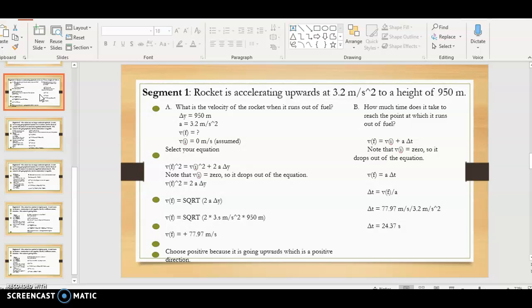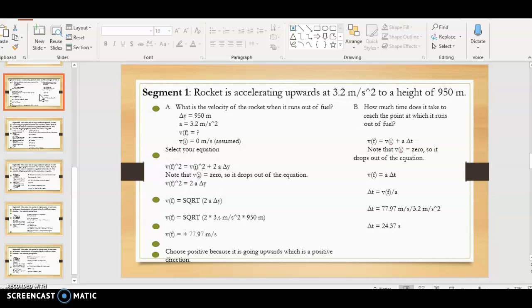VI, or velocity initial, goes to 0, so it drops out of the equation. So we end up with VF, or final velocity squared, equals 2a change in y, or height. So VF is going to equal the square root of 2a delta y. We plug our numbers in and we choose the positive form when we take the square root, which would be positive 77.97 because the rocket's going in the upward direction at this time. So that would be VF, final velocity, equals 77.97 meters per second.